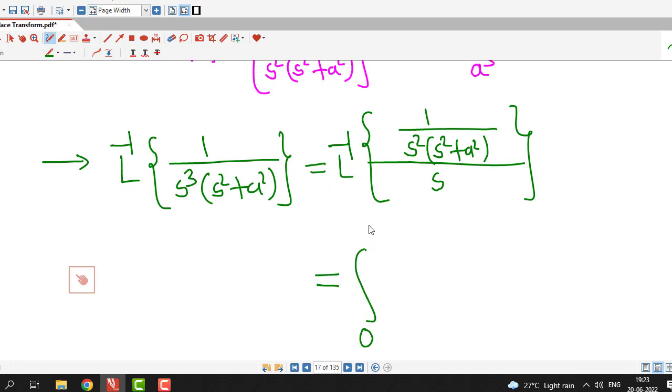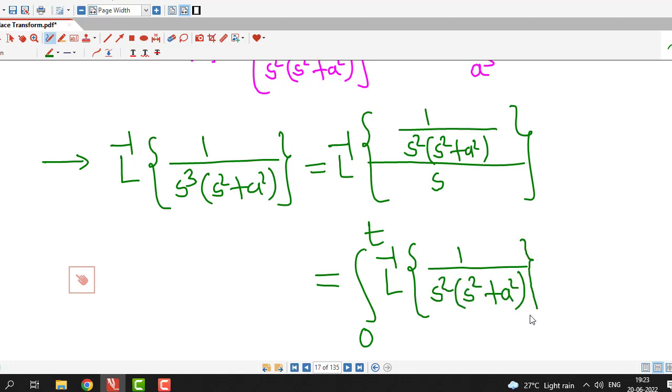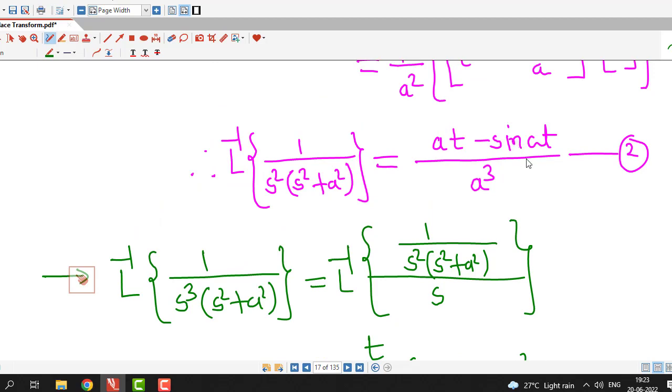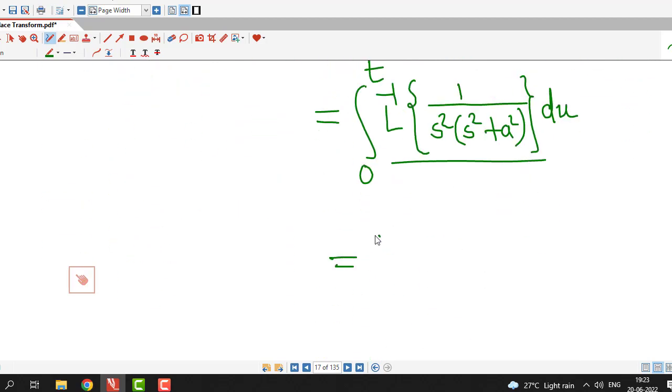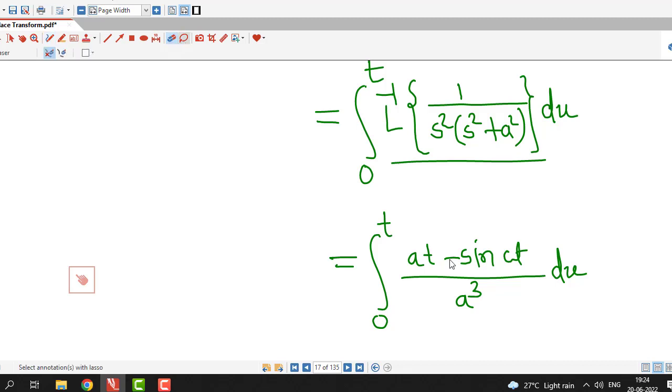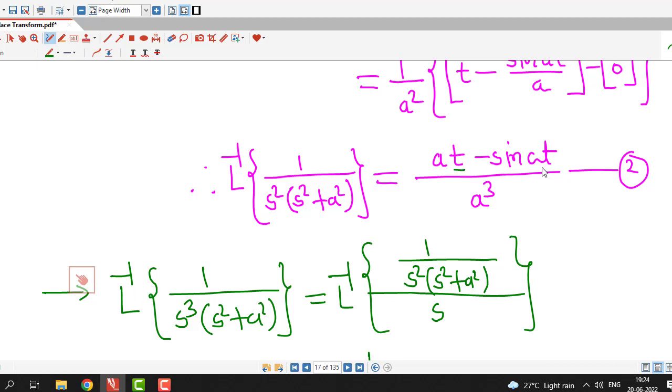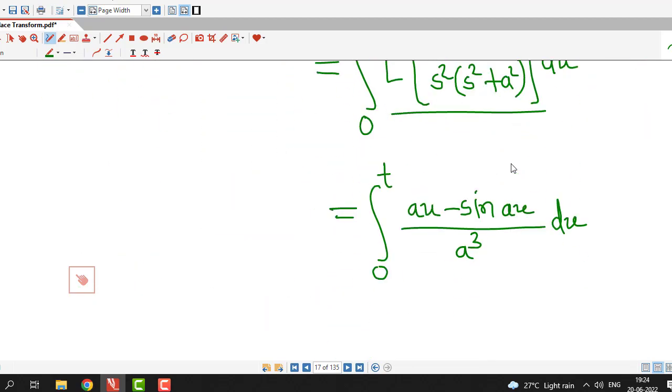By the formula, this is equal to the integral from 0 to t of the inverse Laplace transform of 1 divided by s squared times (s squared plus a squared), with respect to u. We have obtained this inverse Laplace transform: (at minus sin at) divided by a cubed. We substitute that value here, but remember we are using the dummy variable u, so we replace t by u. So we write (au minus sin au) divided by a cubed, and this we have written from equation 2.